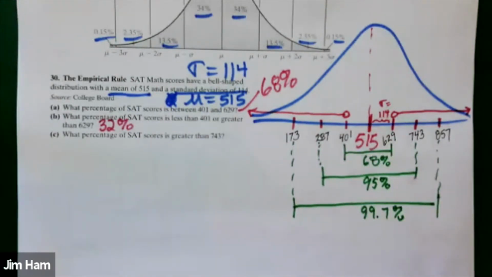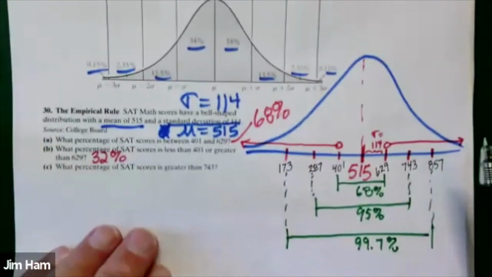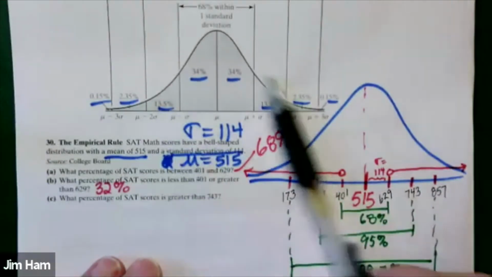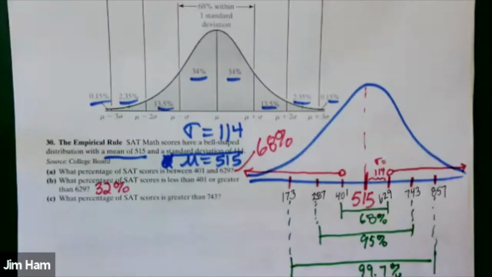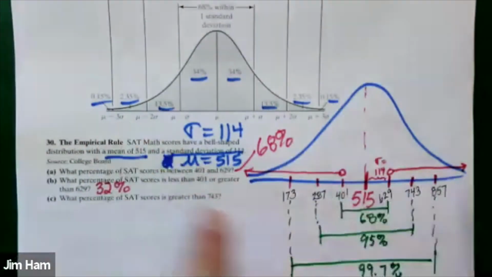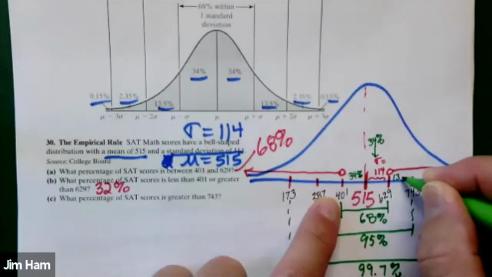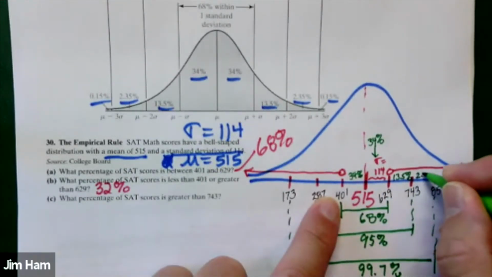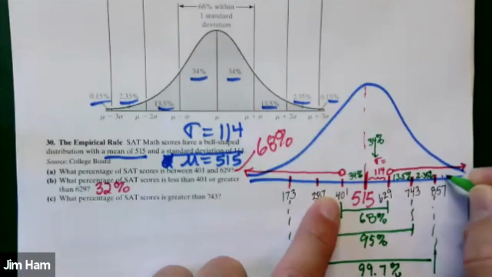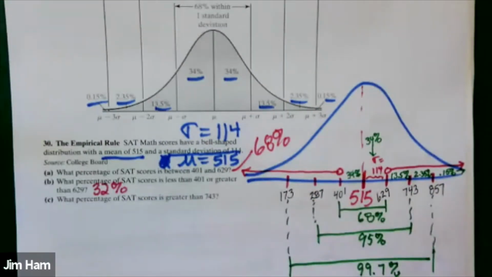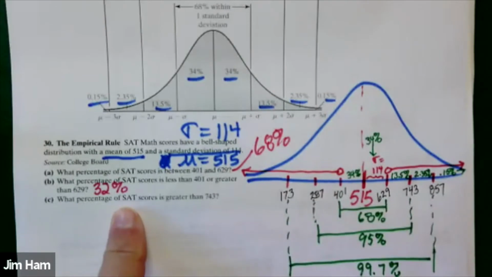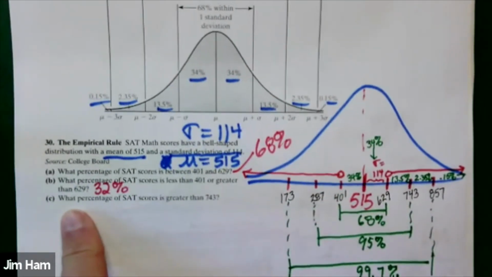All right, what percentage of SAT scores is greater than 743? And for this one, I will bring down the graphic here that might help you. Go ahead and write these percentages in here: 34, 34, 13.5, 2.35, and 0.15. Okay, so here it says, I see some correct answers. Let's take a look.